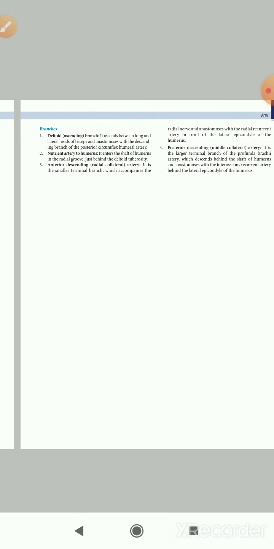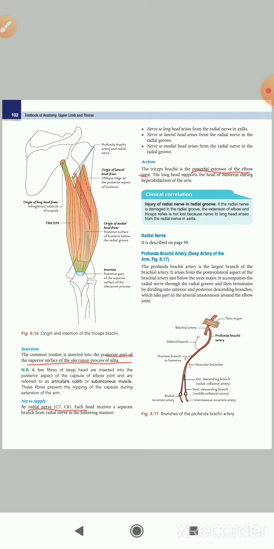So this is up to the posterior aspect of the arm and the triceps muscle.